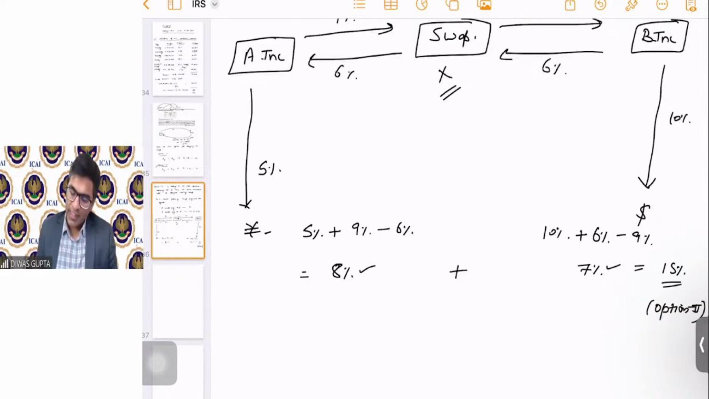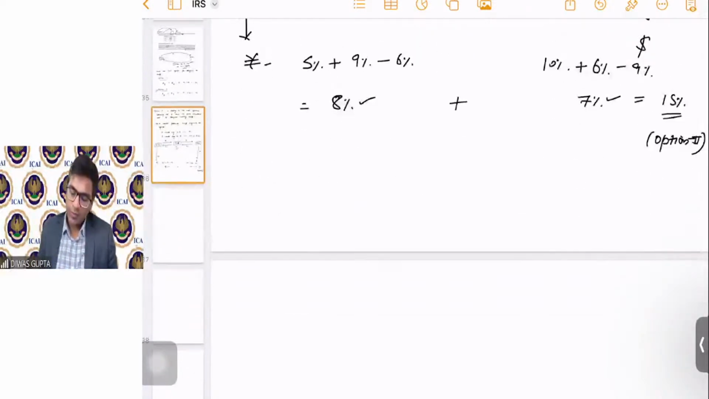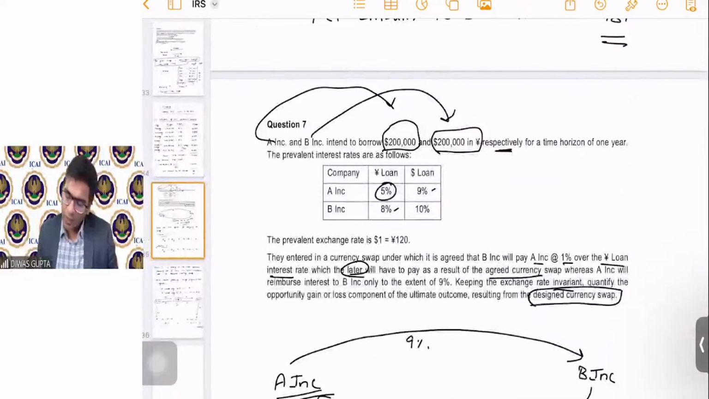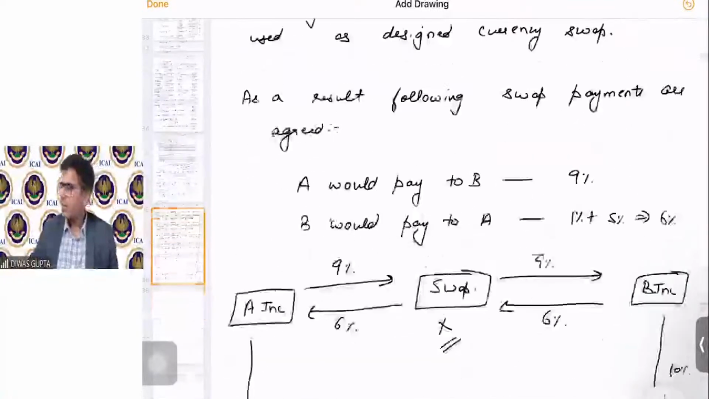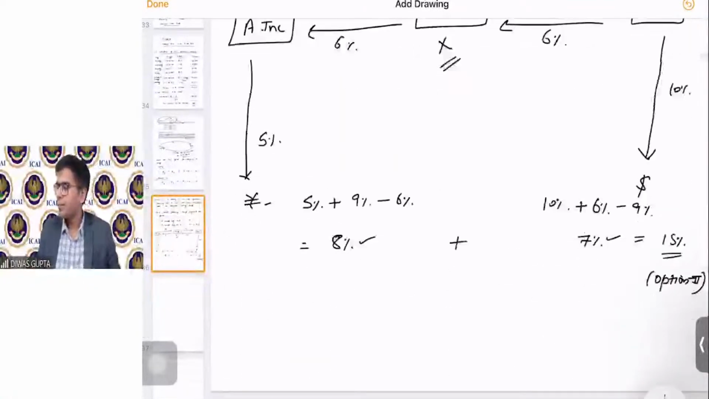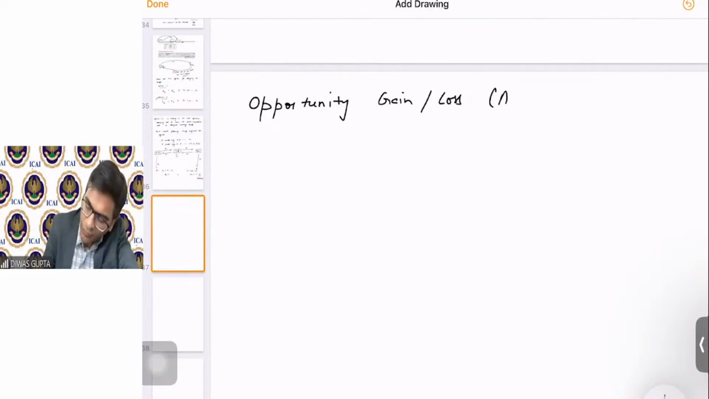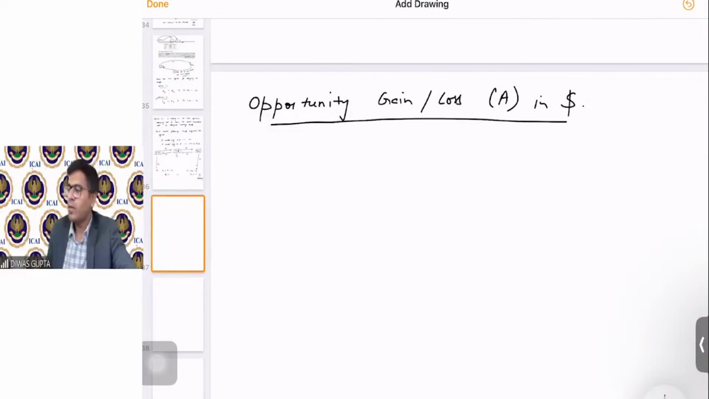Now let us compute the gain or loss because the question has asked us to indicate, quantify the opportunity gain or loss component of the ultimate outcome resulting from the swap. So let us start, students, for the calculation, please. So opportunity gain slash loss for A Inc. Let's discuss first. And this we are calculating in dollars. Okay.